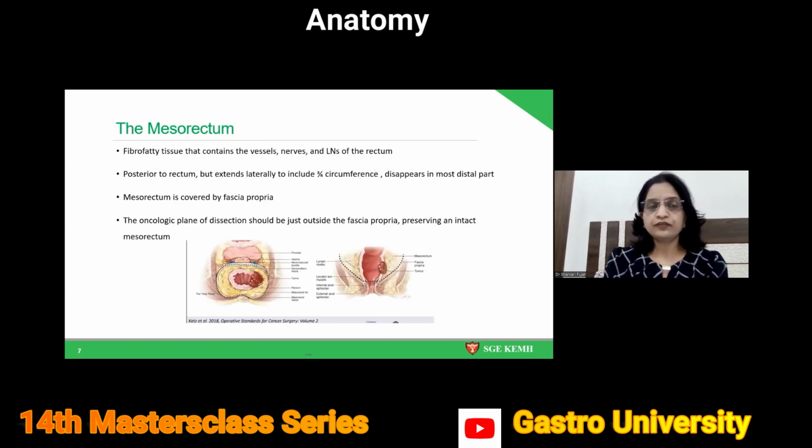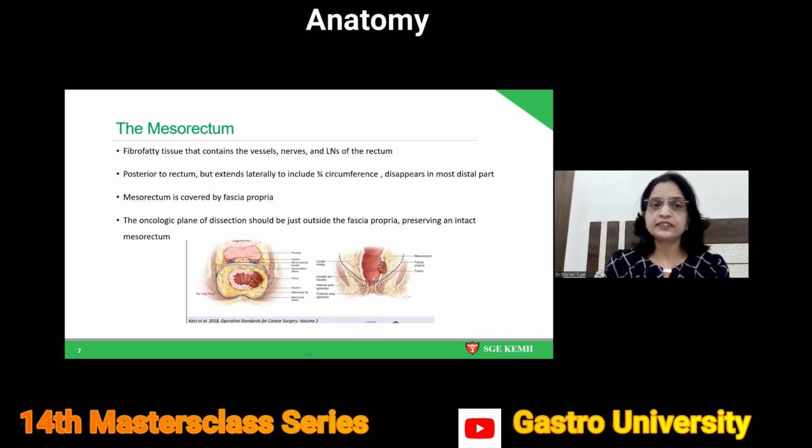Now coming to mesorectum. This is an important structure. It is the fibrofatty tissue that contains the rectal vessels, nerves, and lymph nodes. Posterior to the rectum, the mesorectum lies majorly on the posterior side, but it extends laterally also and includes about 3/4 of the circumference of the rectum. And in the most distal parts of the rectum, the mesorectum disappears.